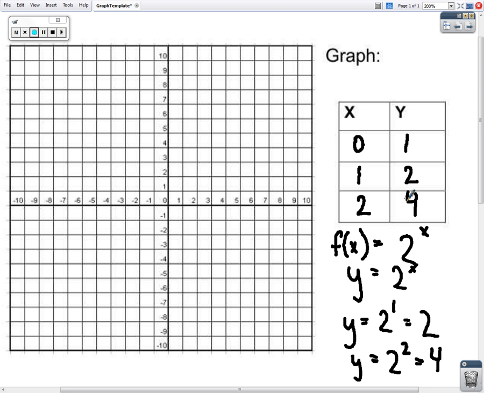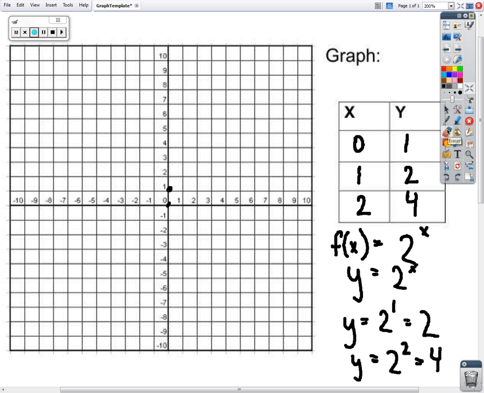So my x is 0, my y is 1, so there's a point right here. Whoop, there shouldn't be a point. There's not a point at the origin. I accidentally put the pen down, so ignore this. That is not a point. Ugh, I'm making it worse. Okay, hold on. Let me erase it. Now I've erased everything.